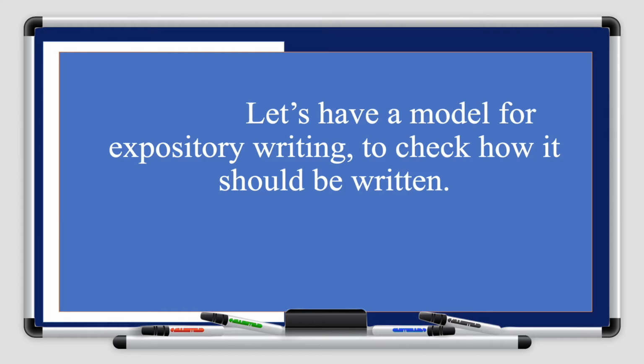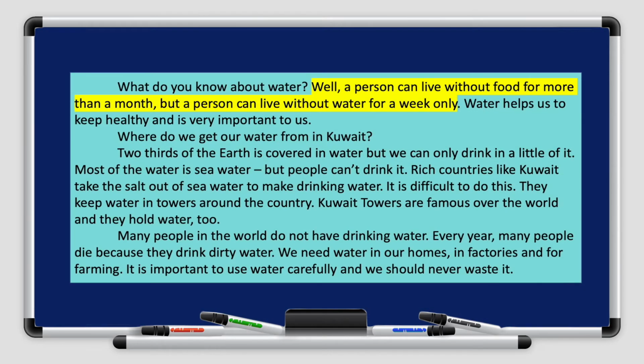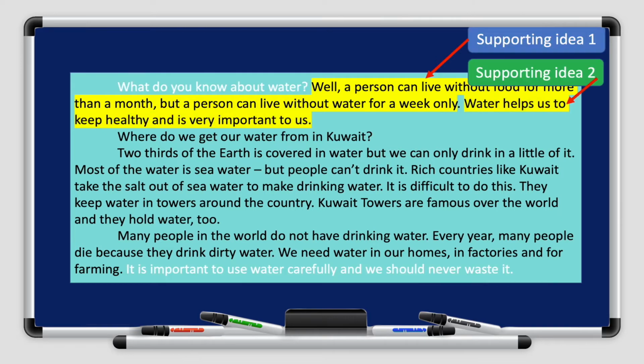What are the elements in an expository writing? Now, at the beginning, we have our topic sentence: What do you know about water? Followed by my first supporting detail. A person can live without food for more than a month, but a person can live without water for only a week. Here, this is my first supporting detail. My second supporting detail: water helps us to keep healthy and is very important to us. This is my second supporting detail.